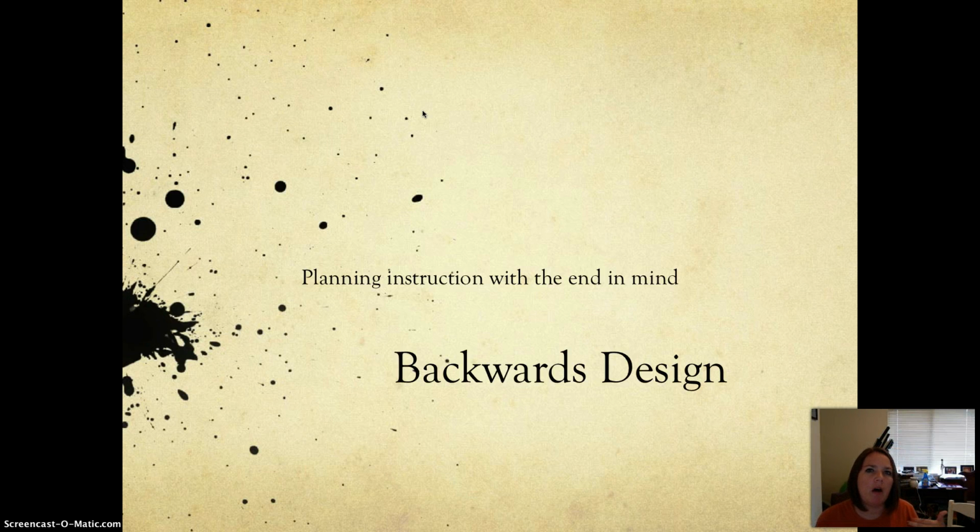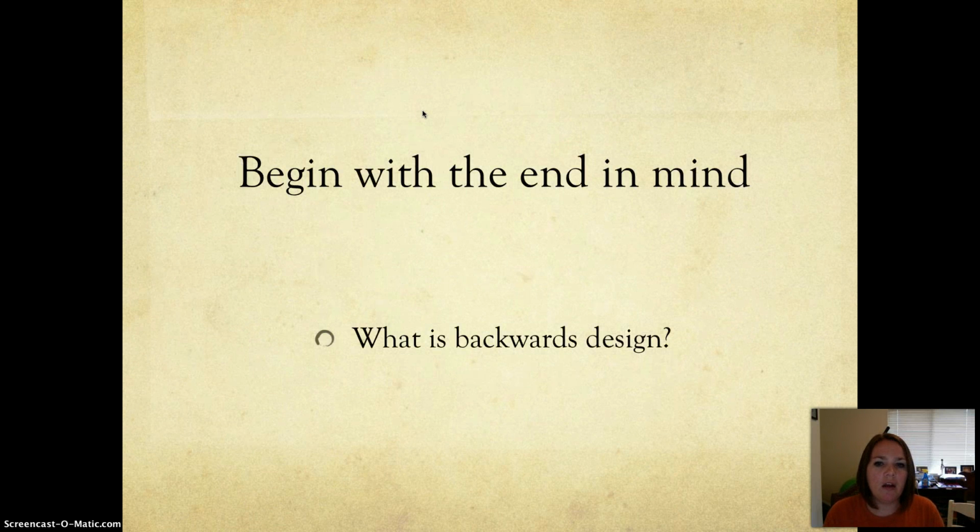We're thinking about what the students need to know, the TEKS, the objectives, before we plan how we're going to get there. So, follow along with me. You have some handouts there at your table. I want you to refer to those as we're going through this design, and if you have questions, please let me know. We are in this together. So, backwards design is planning with instruction with the end in mind.